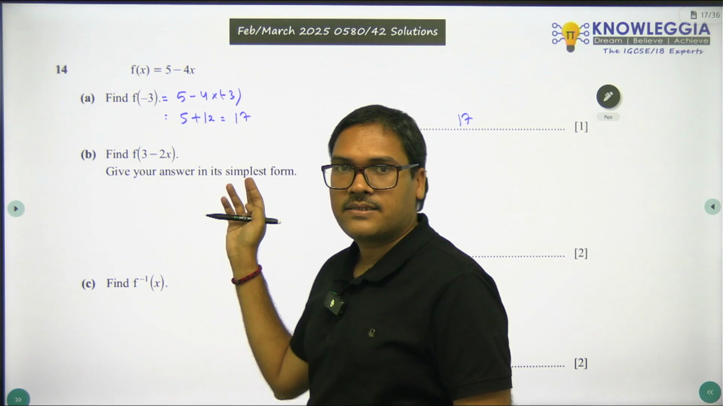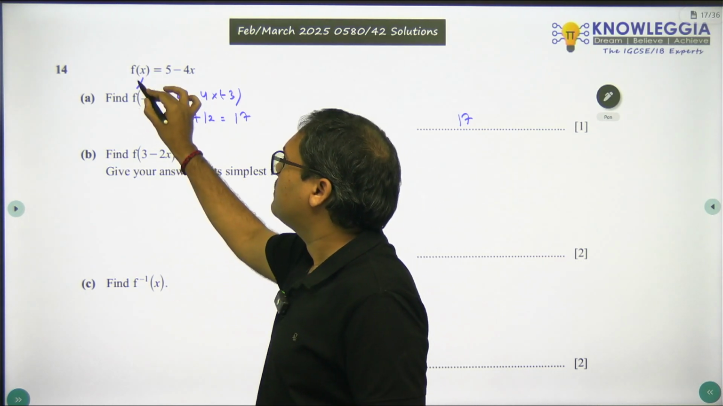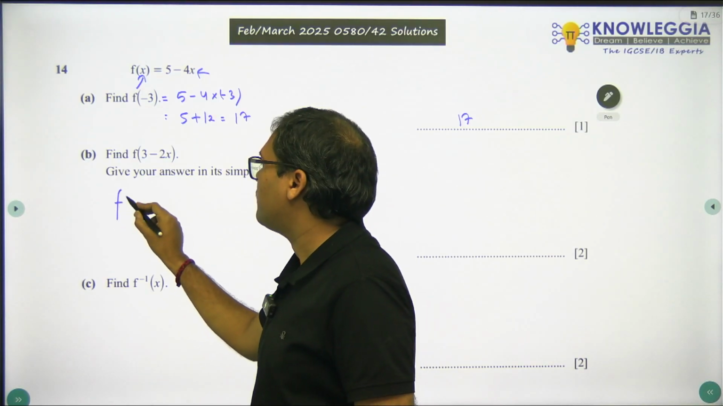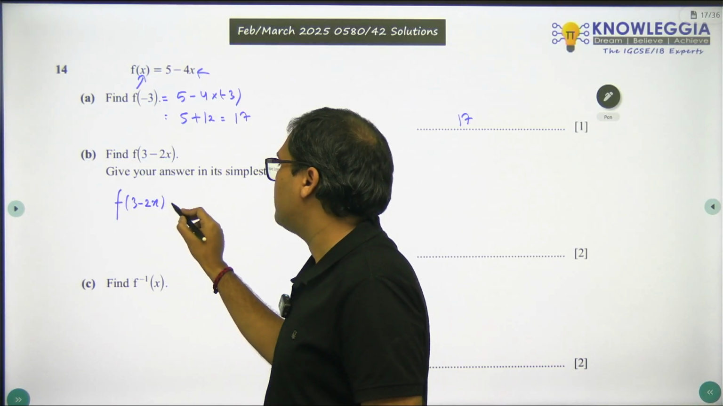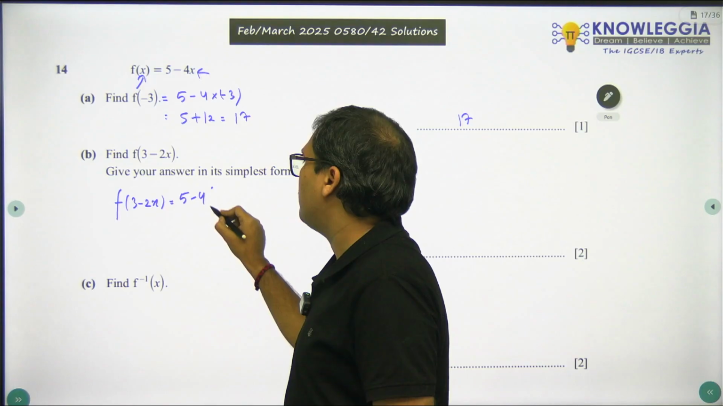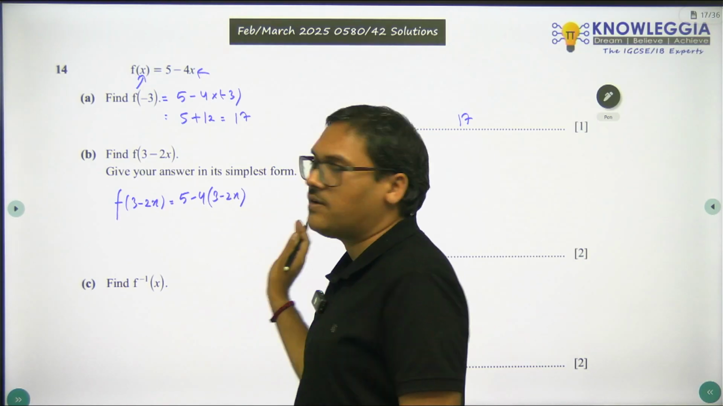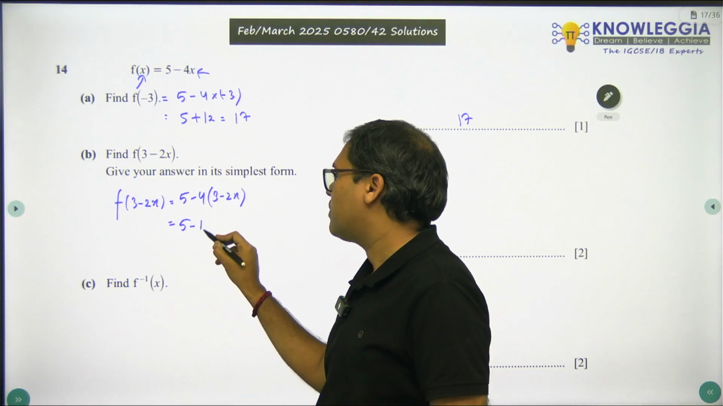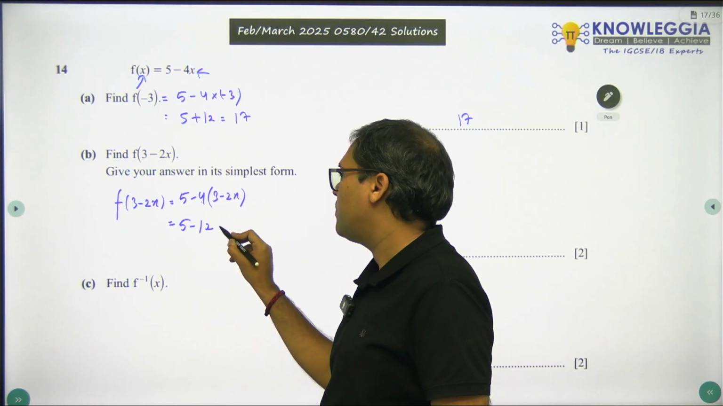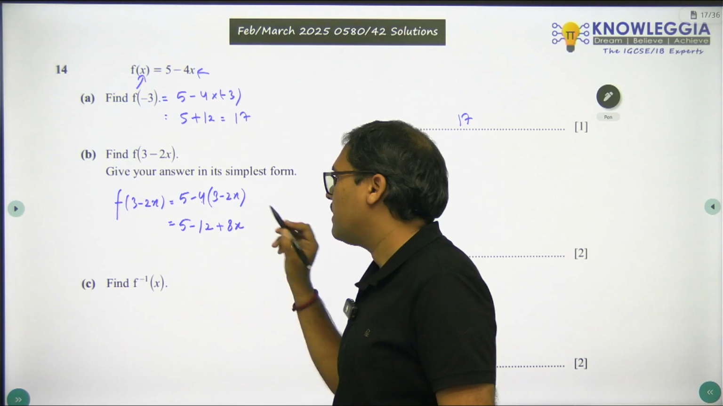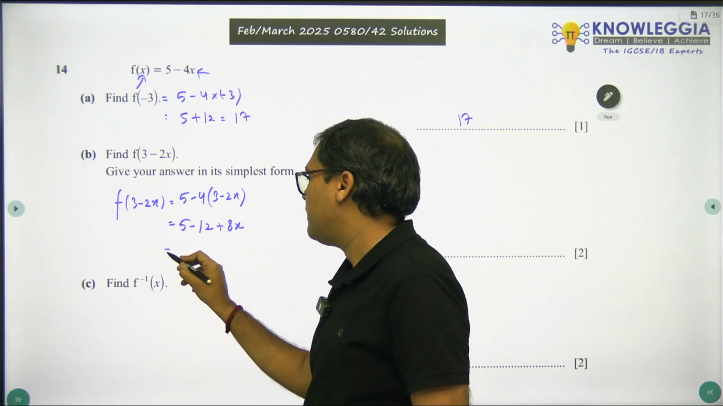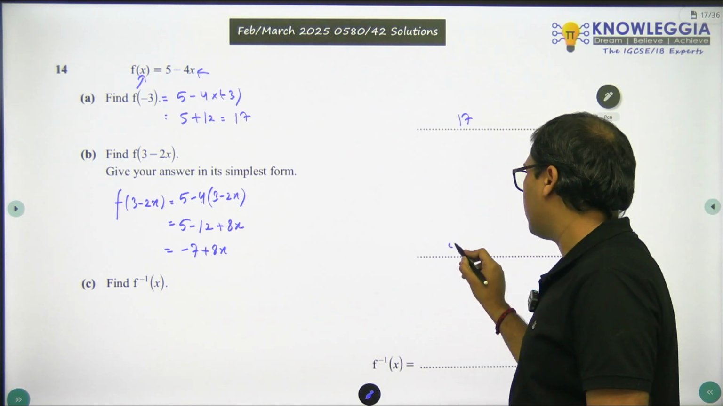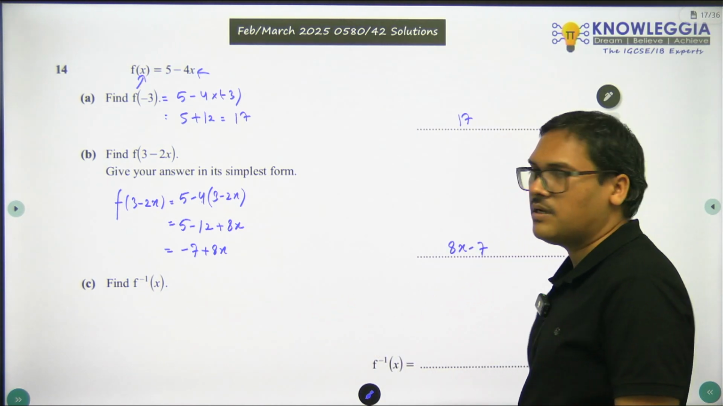Find f of 3 minus 2x. That means in place of x, you have to replace 3 minus 2x. So f of 3 minus 2x is equal to 5 minus 4 times (3 minus 2x). Now simplify this. So how will you open this? You have to just open the bracket. 4 multiplied with 3, 12, negative 4, negative 2x, that will be plus 8x. So what is this? This is minus 7 plus 8x. So 8x minus 7 is the answer.